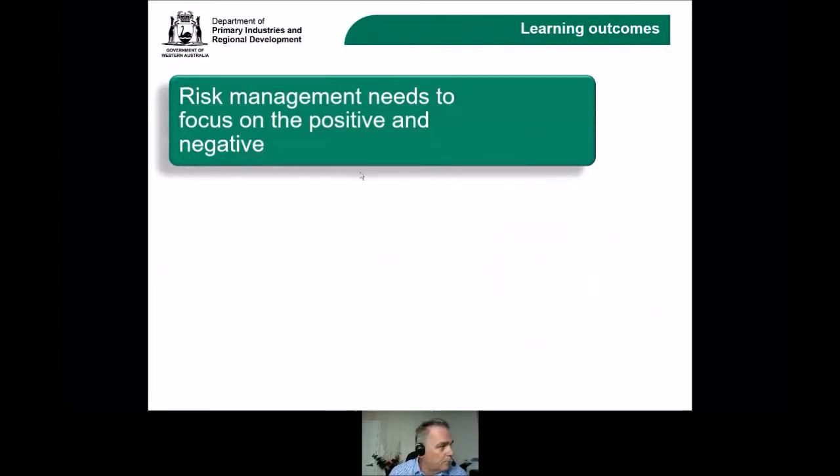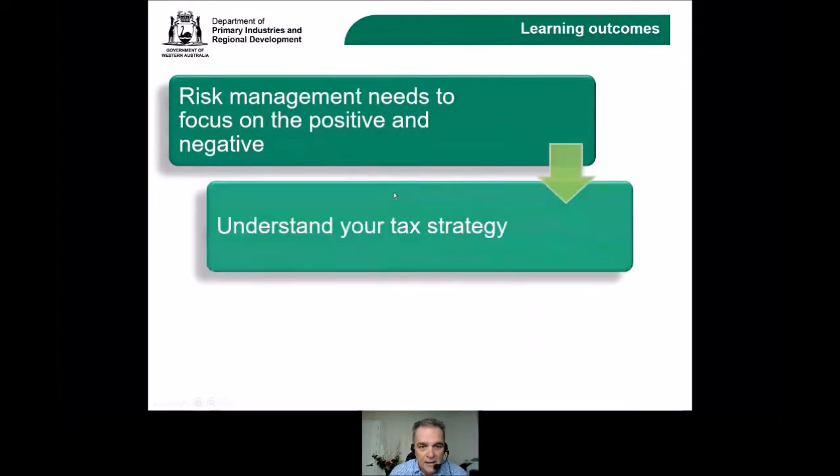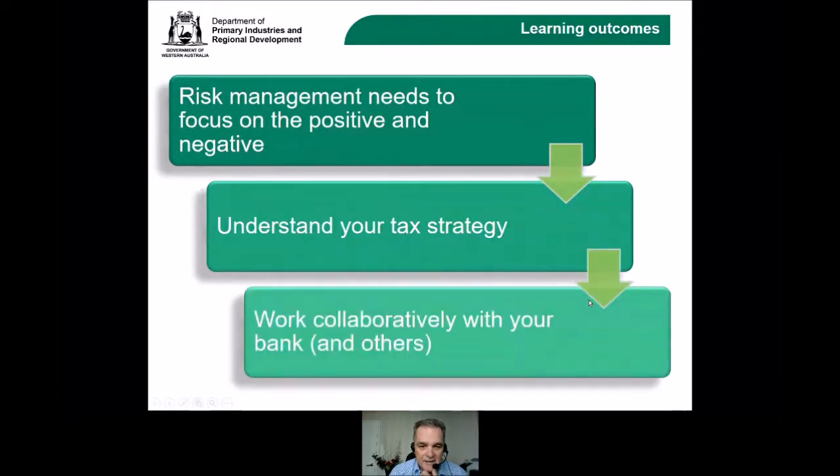We're going to spend a little bit of time looking at business structures and your accountant and trying to understand taxation issues and how you're dealing with that. And we're going to focus on working collaboratively with the partners in your business. And those partners could be Department of Primary Industries and Regional Development, presenting this sort of webinar, through to your farm consultant, through to your bank manager, as well as your accountant.